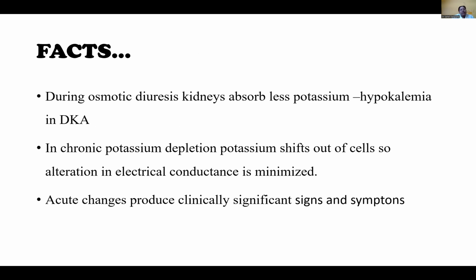As plasma concentration increases, the tubular secretion also increases. So just some facts connected with this: during osmotic diuresis, kidneys absorb less potassium, so hyperkalemia occurs. And we should also keep in mind that in chronic potassium depletion, potassium shifts out of cells. So there is alteration in the electrical conductance. Whatever signs and symptoms we see actually occur due to the acute changes, so these acute changes must be treated immediately.